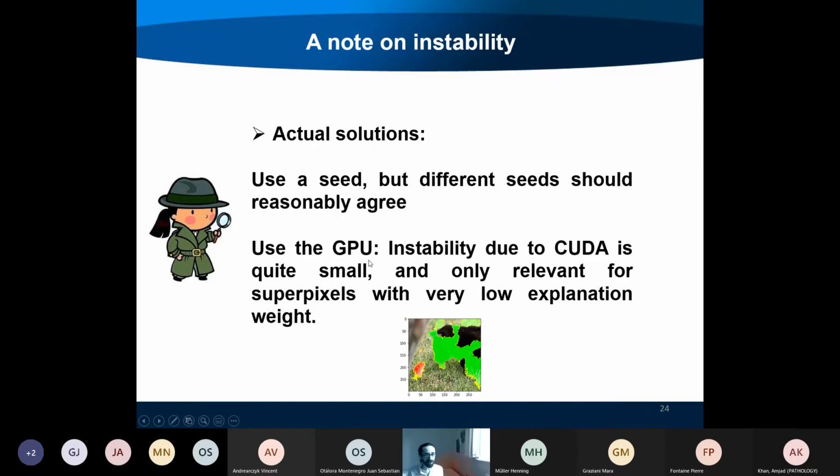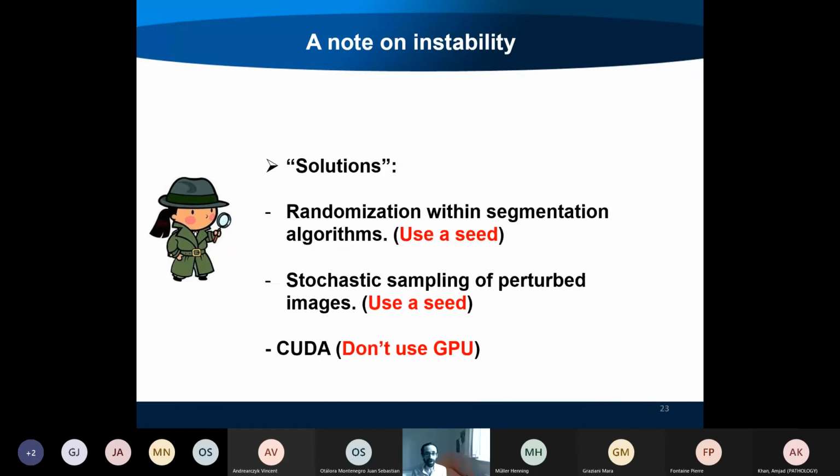And you can also use the GPU, because the instability generated due to CUDA is quite small. It's usually many decimal places, kind of 0, 0, 0, 0, 0. So usually that's fine. You don't have to worry about that too much. And that's only going to change something more relevant, I guess, for areas of low explanation weights. And that's why the visualizations are so important. That whole discussion that we were having.